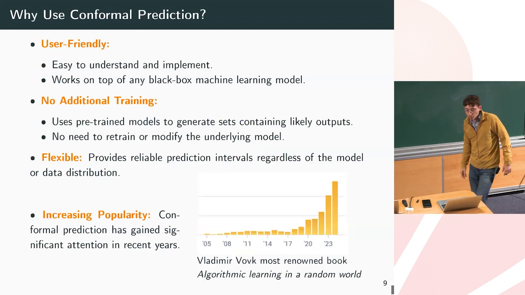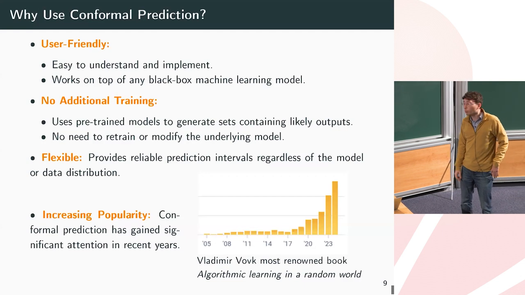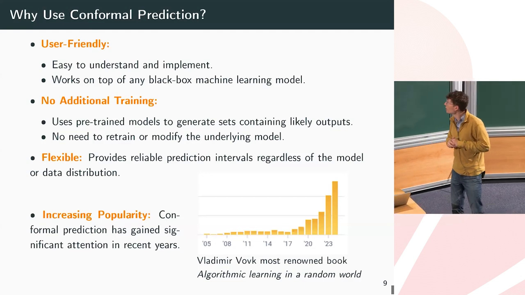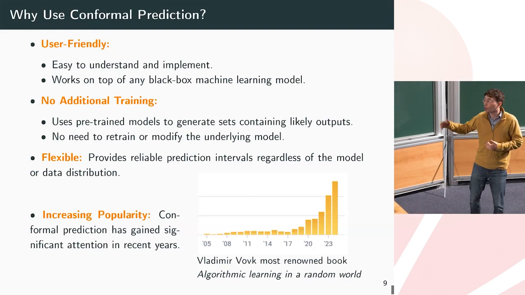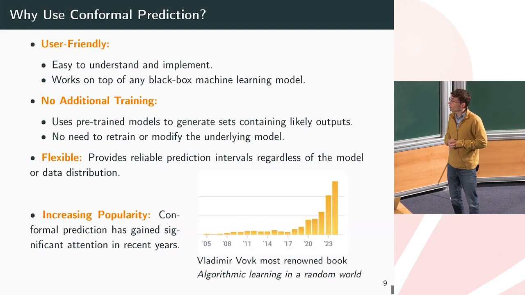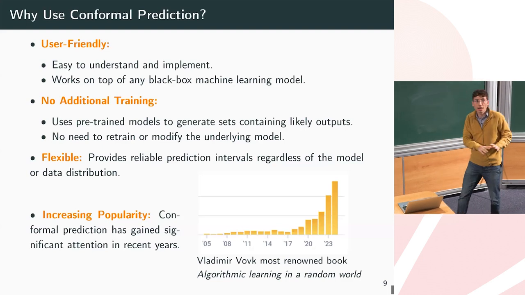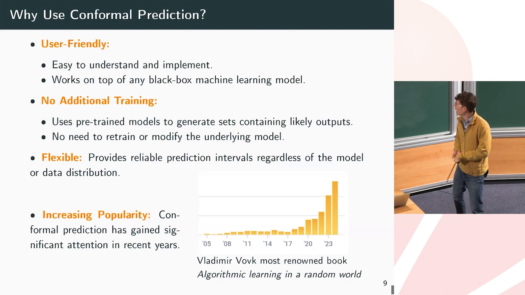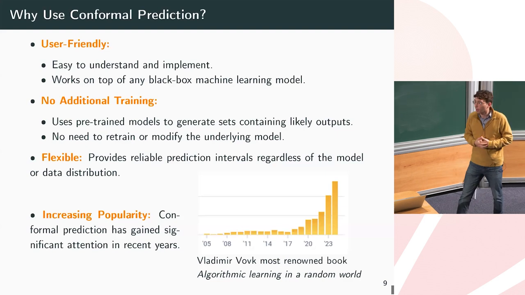So why should we use conformal prediction? First, it's very easy to understand. It's also easy to implement, so there are no really difficult underlying concepts. Also, it can work under little assumption, so there is no assumption on the data distribution and so on. And also, it can be post-processing. So if you have a neural network, then you can take it and create your prediction set from that. So it's very flexible.